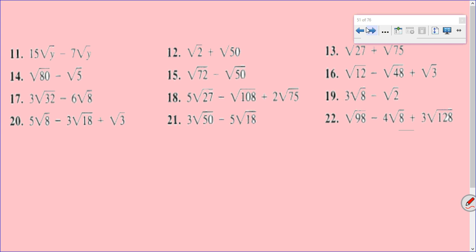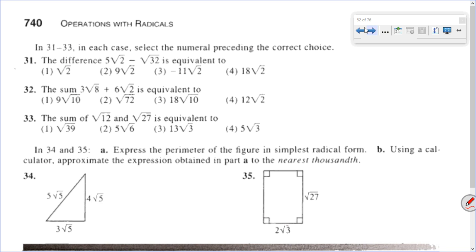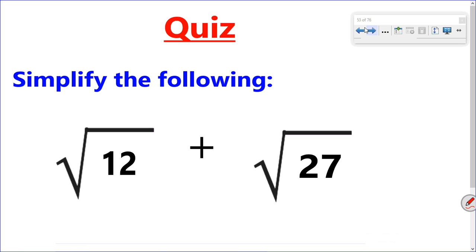Here's a handout I plan on giving. So try some of these questions. They have variables as well. Another handout. So here's a quiz I plan on giving you. So this one is a practice quiz. So see if you can do it.